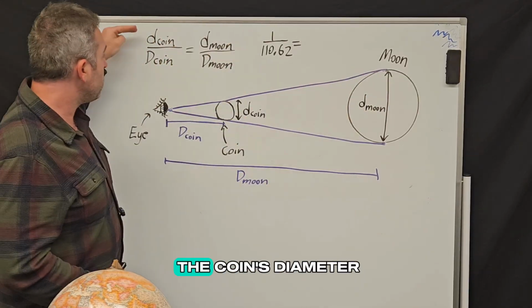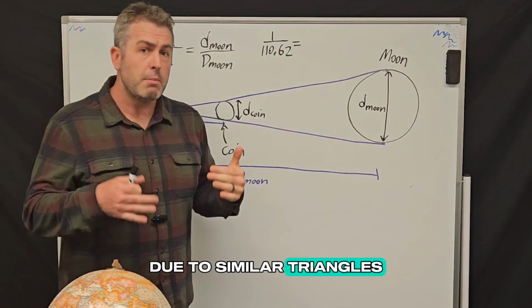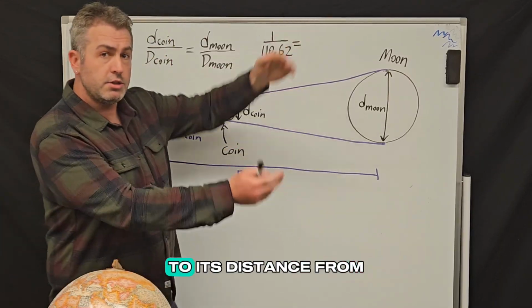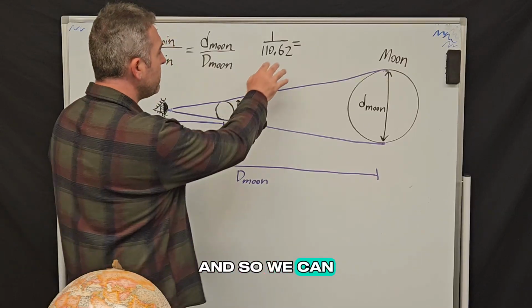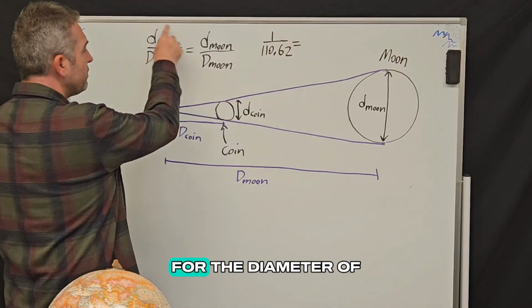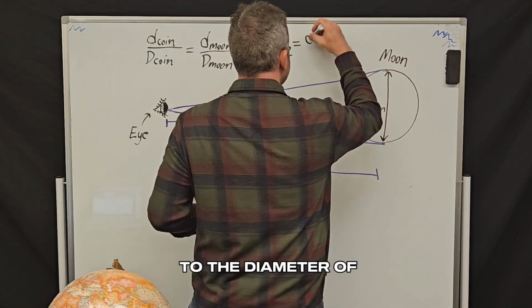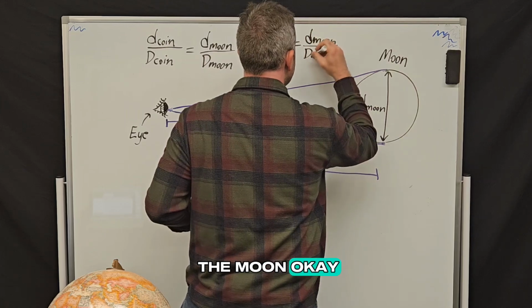So that ratio of the coin's diameter to its distance from your eye, due to similar triangles, must also equal the ratio of the moon's diameter to its distance from your eye. So it's just basic math here. And so we can basically substitute this ratio for the diameter of the coin over the distance of the coin and set that equal to the diameter of the moon to the distance to the moon, okay?